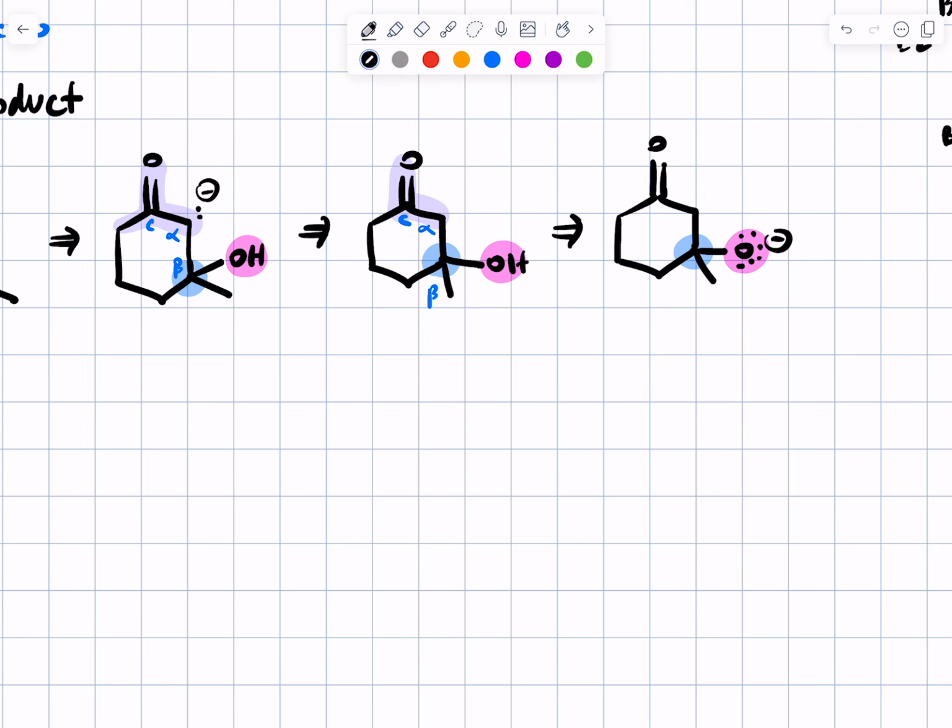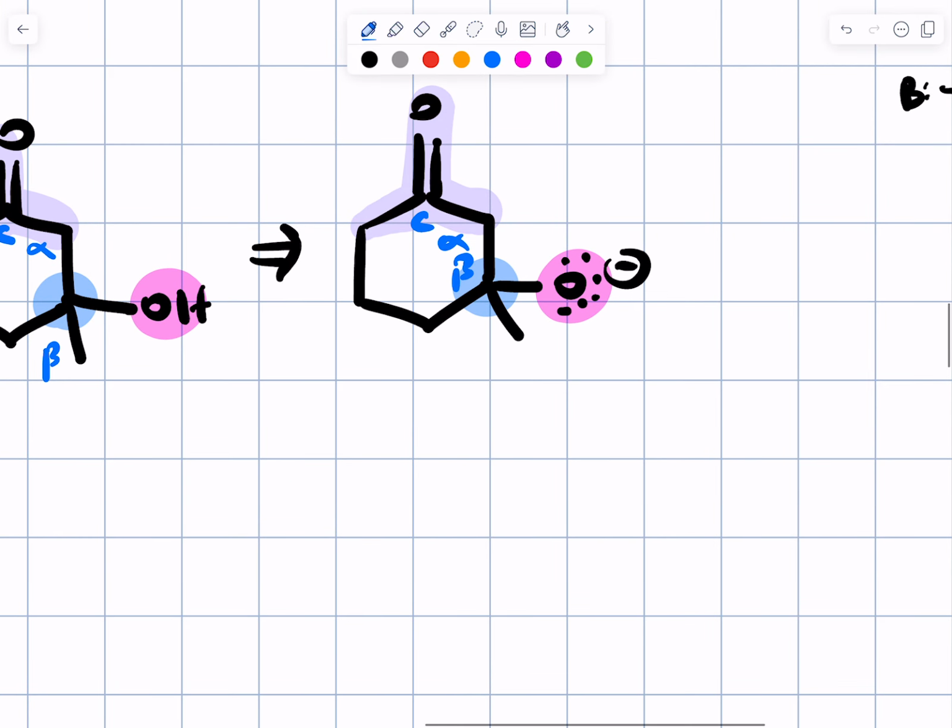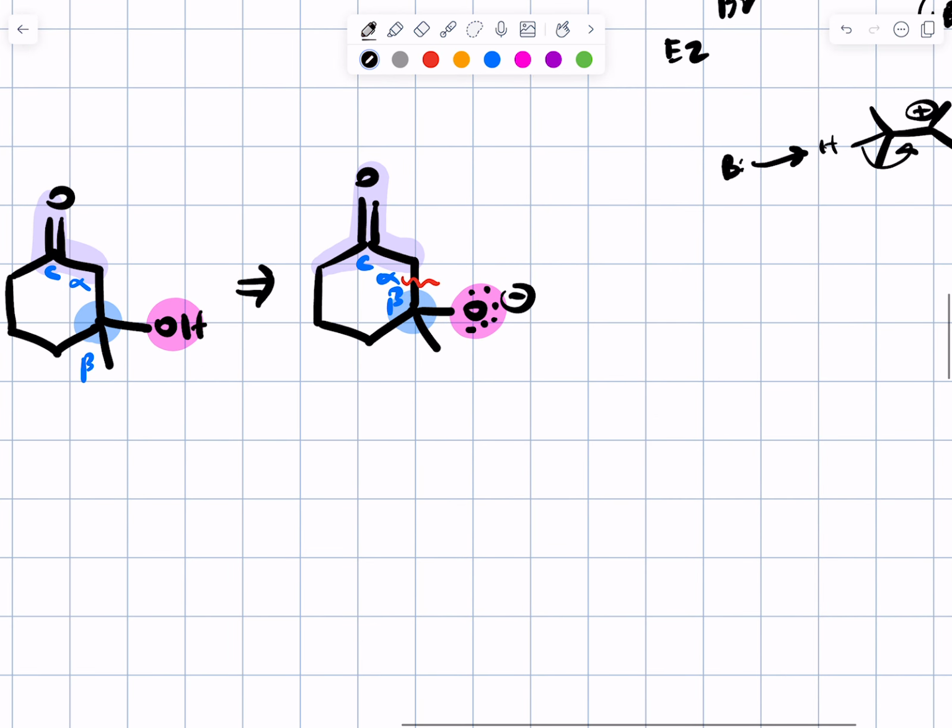Now let's think backwards through the actual sigma bond forming step of the aldol reaction. If this is indeed the bond that I made, then what should it look like immediately prior to that? What am I going to draw?